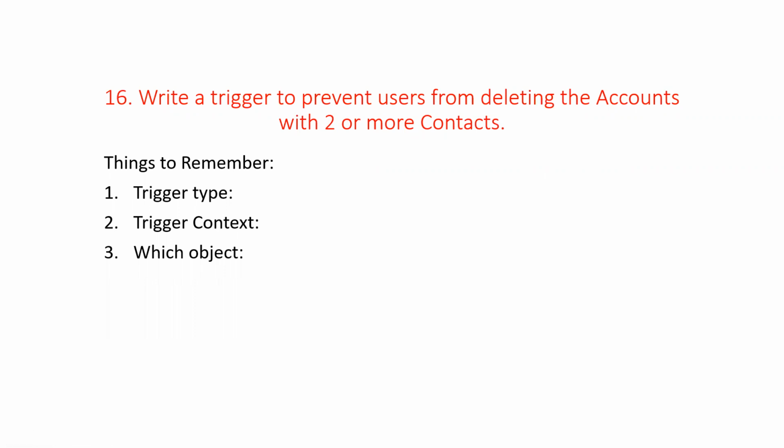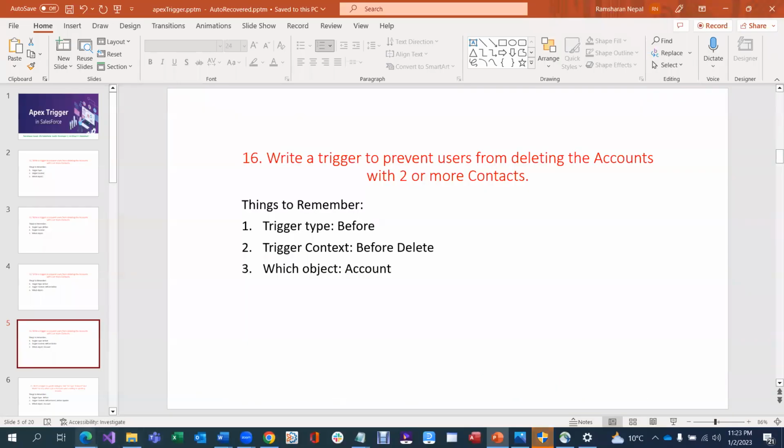For that, you need three things. The trigger type is a before trigger, because the deletion process should be stopped before taking the action. The trigger context is before delete, and the object is account, since we're trying to stop the user from deleting the account record. Let's go to the developer console.